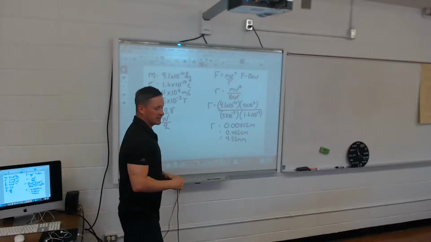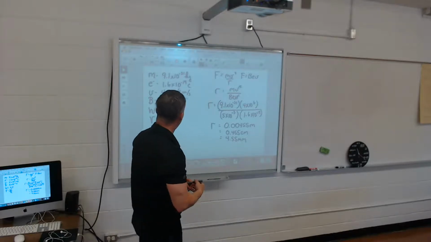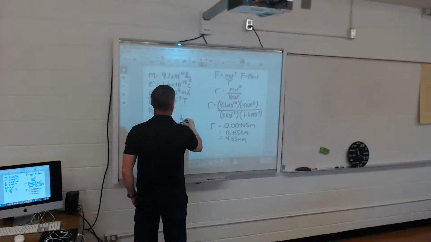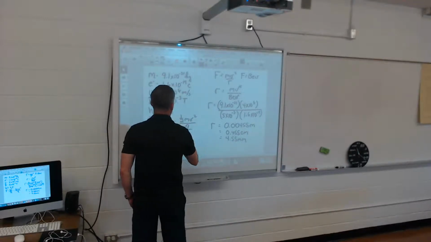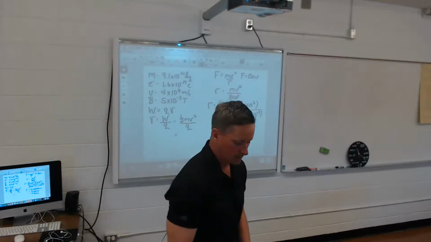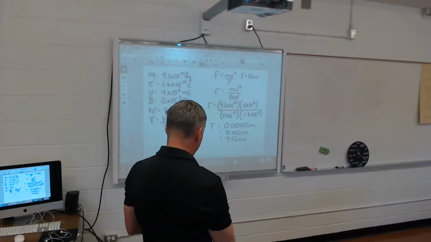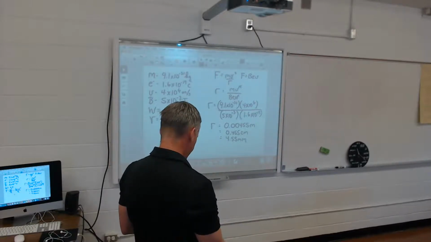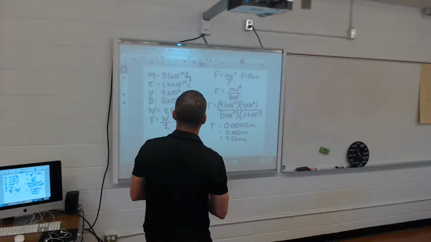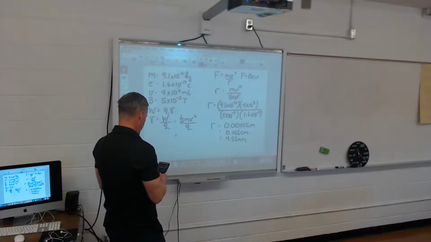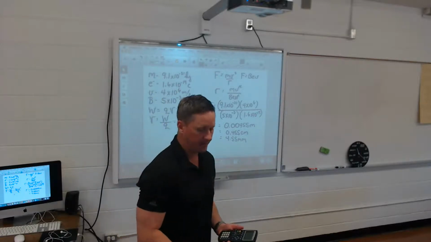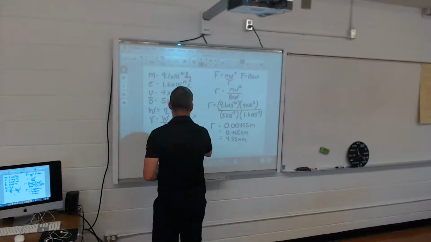Well, work is the same as kinetic energy. So I can go 1/2 mv squared divided by my charge, and that will give me my potential difference. Okay, so I take 0.5 times 9.1 exponent -31, times 4 exponent 6 squared, divided by 1.6 exponent -19, and I get a potential difference of 45.5.